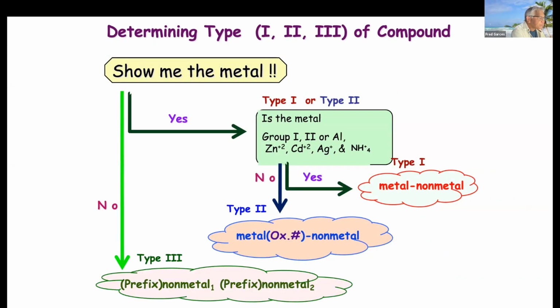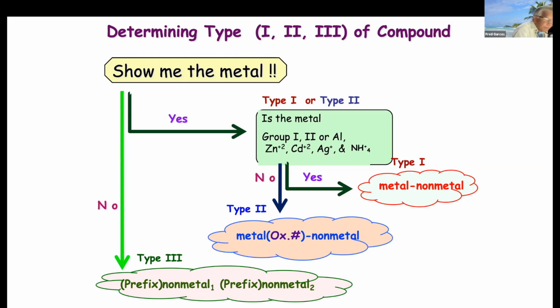Okay, and then if you don't have any metals at all, then you just name the first element non-metal and the second element non-metal, but then you indicate how many by the prefix, like H2O2. You guys know that as hydrogen peroxide, H2O2. The correct name would be dihydrogen dioxide. How about something like water, H2O? Dihydrogen for the 2 hydrogens, monoxide, 1 oxygen: dihydrogen monoxide.